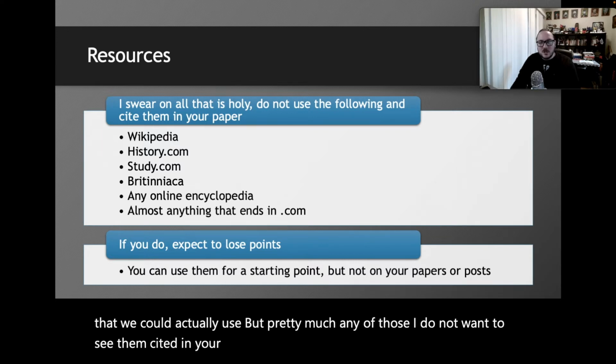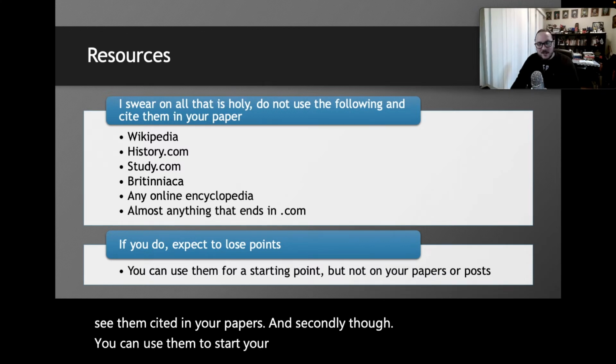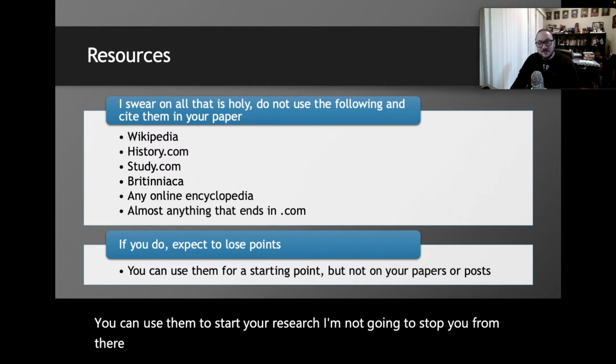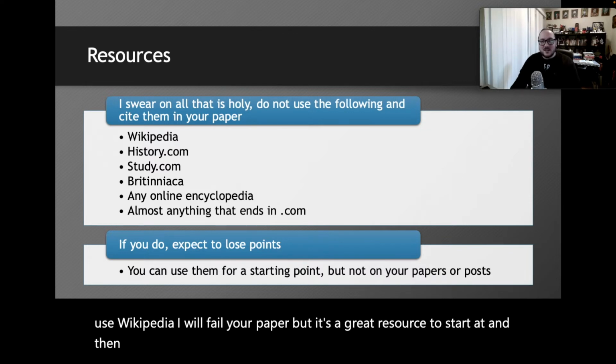And secondly, though, you can use them to start your research. I'm not going to stop you from there, okay? I once had a professor that said that to me. He goes, if you use Wikipedia, I will fail your paper. But it's a great resource to start at and then build from there. All right, so don't use those.